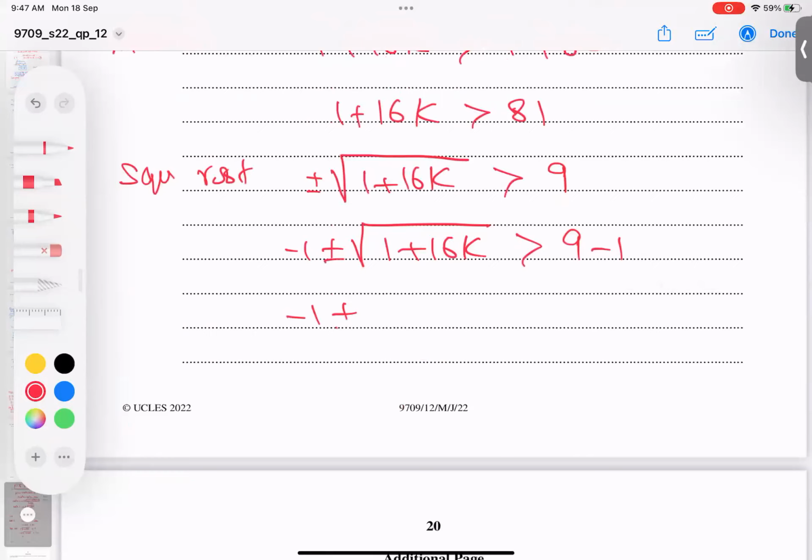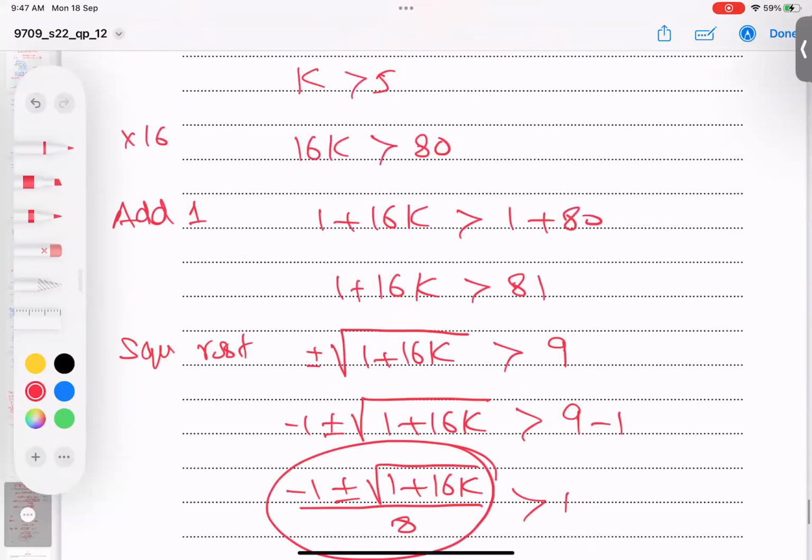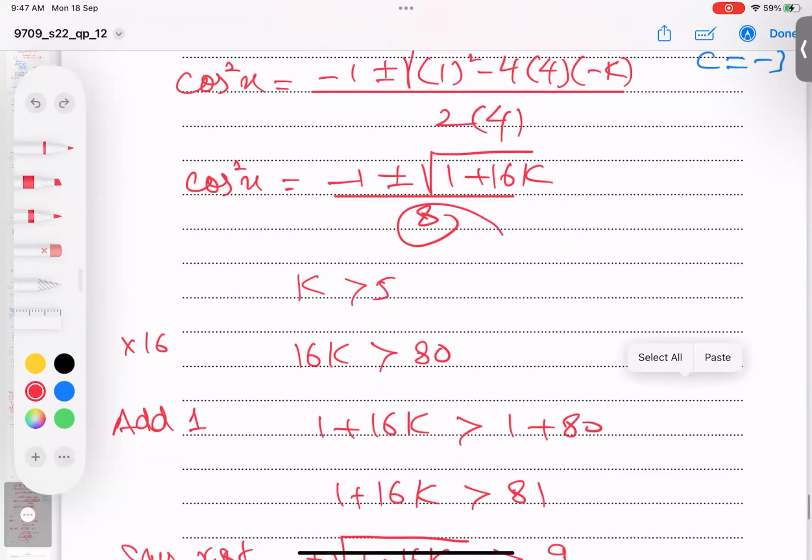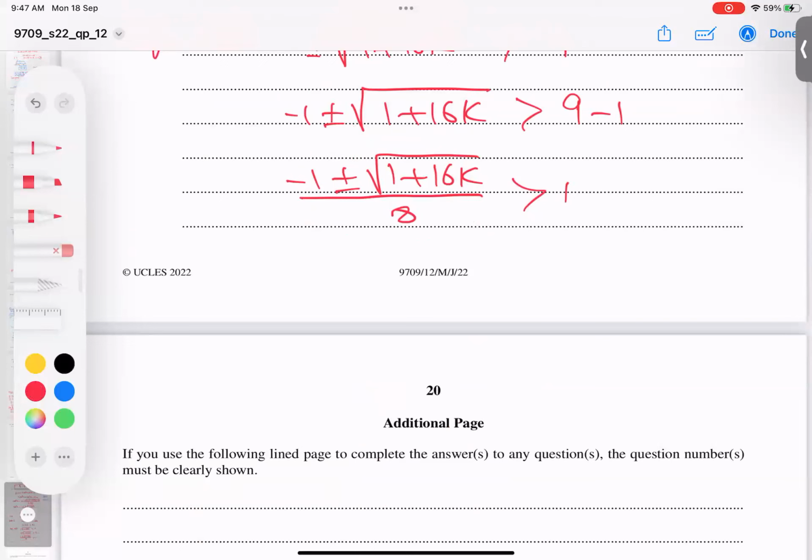So what do I get, students? When I divide by 8, 8 by 8 becomes 1. So this whole thing, student, is equal to cos square actually. So I'm writing here cos square. There's a cos square, and cos square is bigger than 1. It is not possible.